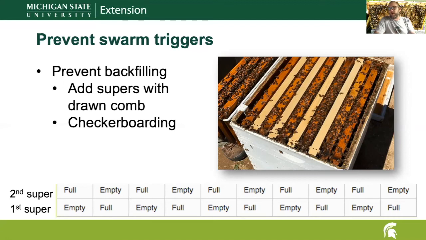But one of the things we talked about was the value of drawn comb. It is worth its weight in gold to a beekeeper, because you're essentially alleviating all the work that has to go into drawing wax, which is a very, very resource intensive process. It takes a lot of nectar to draw wax. So if you can mitigate the need to invest all of that energy into producing wax, you can start storing honey very quickly. That's where the drawn comb comes in.